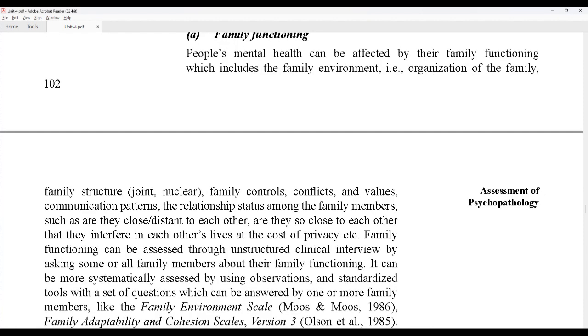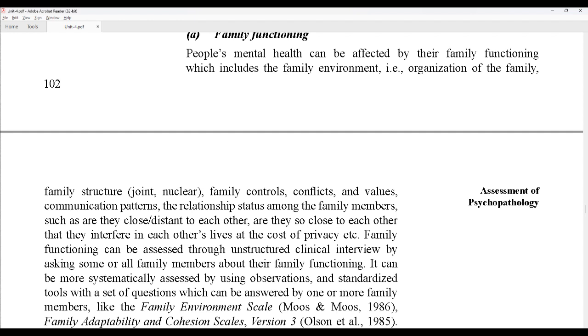People's mental health can be affected by their family functioning, which includes the family environment, i.e., organization of the family, family structure (joint, nuclear), family controls, conflicts, and values, communication patterns, and the relationship status among the family members, such as are they close or distant to each other, or are they so close to each other that they interfere in each other's lives at the cost of privacy, etc.